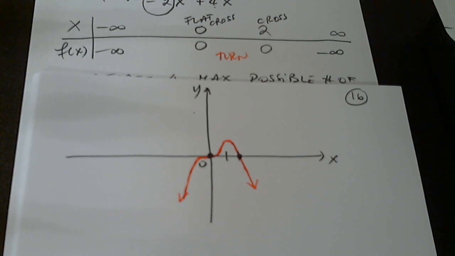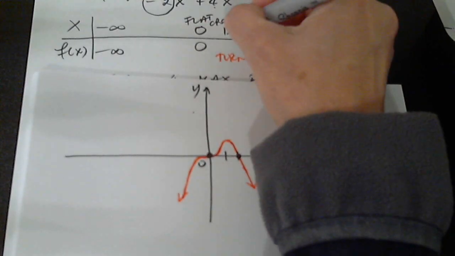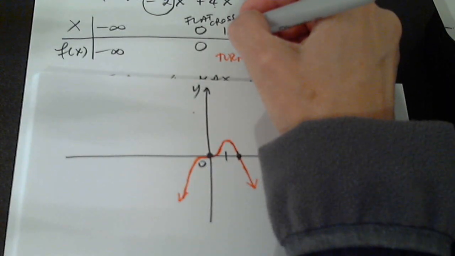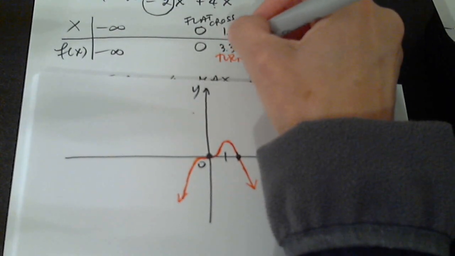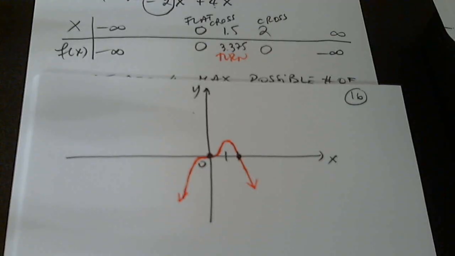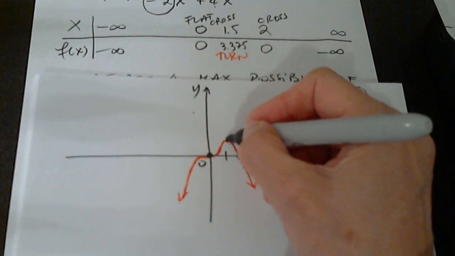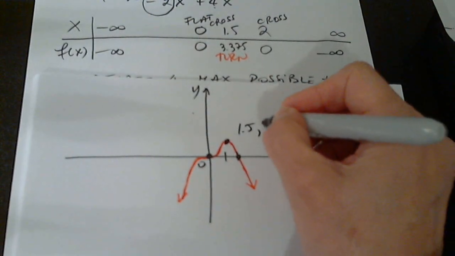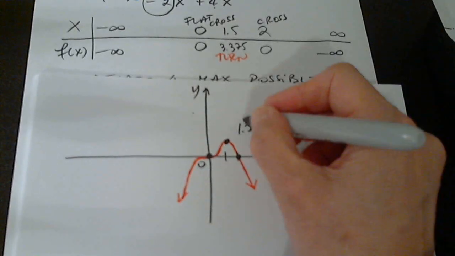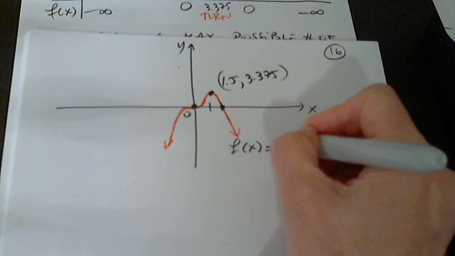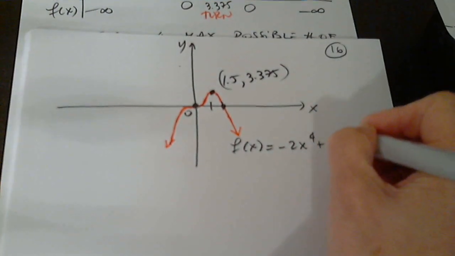The calculator needs help. I'm going to give it help from 0 to 2. Give me the maximum, please. And it's giving us the maximum at 1.5, 3.375. So we found the maximum at 1.5, comma 3.375. What function is this? So this is f of x equals negative 2x to the fourth plus 4x cubed.